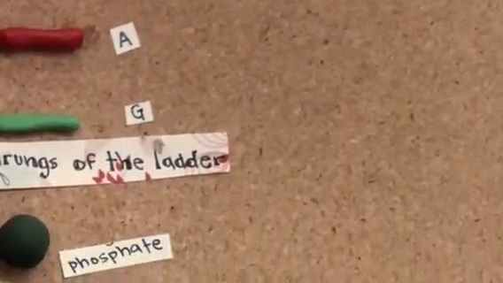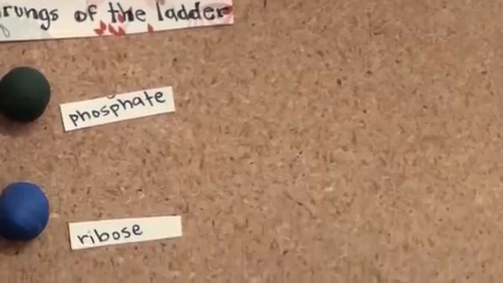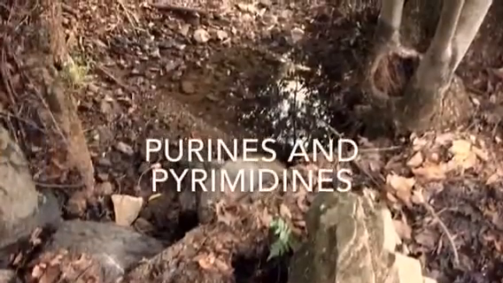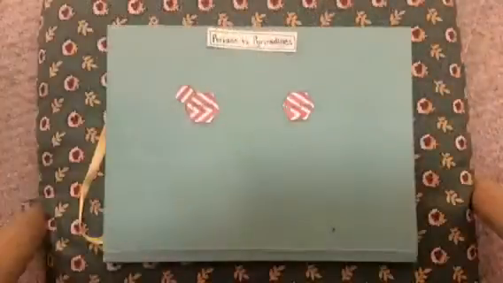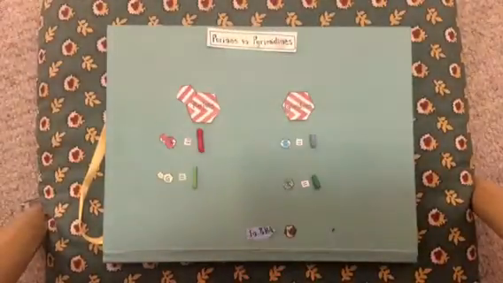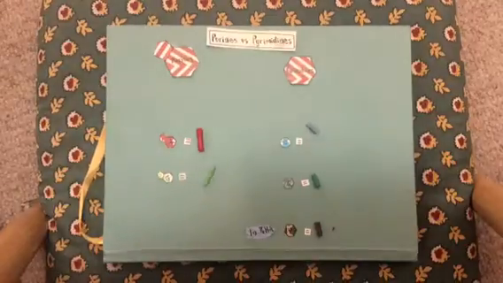DNA is made up of 4 nitrogenous bases: adenine, thymine, guanine, and cytosine. There are 2 different types, purines and pyrimidines. The purines, adenine and guanine, are bigger, more complex, with 2 carbon-nitrogen rings. The pyrimidines, T and C, and uracil in RNA, have only 1 nitrogen ring.